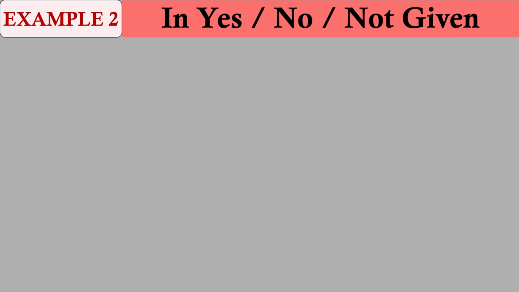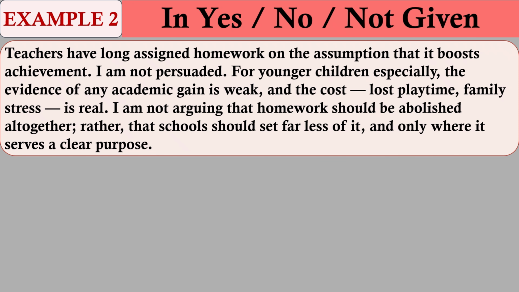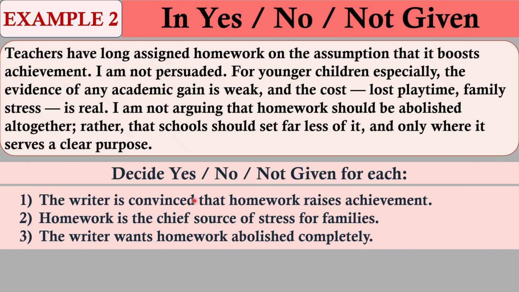Now let's look at a yes, no, not given version. Same trap, but tracking a writer's opinion. Teachers have long assigned homework on the assumption that it boosts achievement. I'm not persuaded. For younger children especially, the evidence of any academic gain is weak, and the cost, lost playtime, family stress, is real. I'm not arguing that homework should be abolished altogether. Rather, that schools should set far less of it and only where it serves a clear purpose. Pause the video again, look closely at the phrasing, and decide if these are yes, no, or not given.